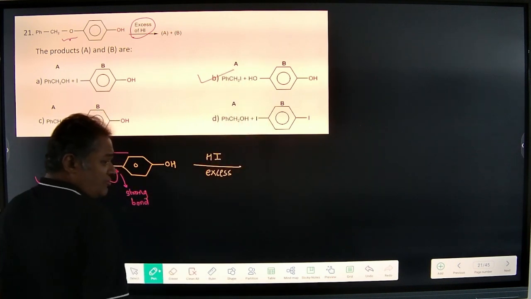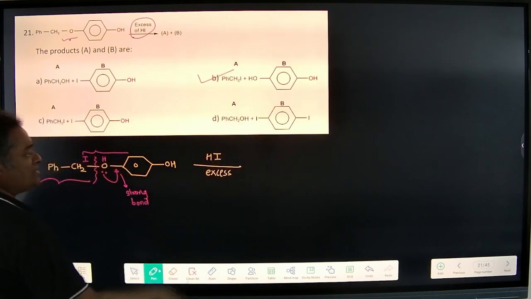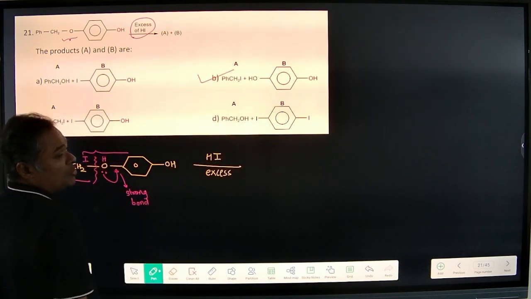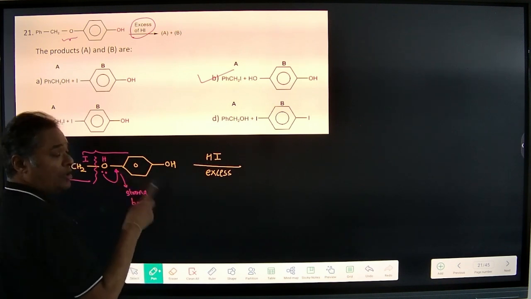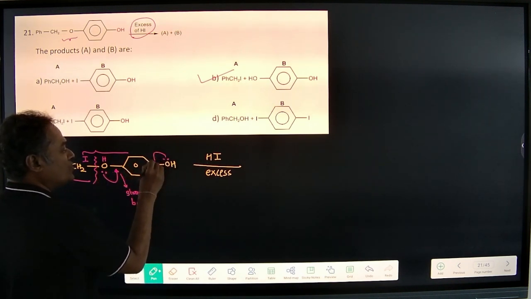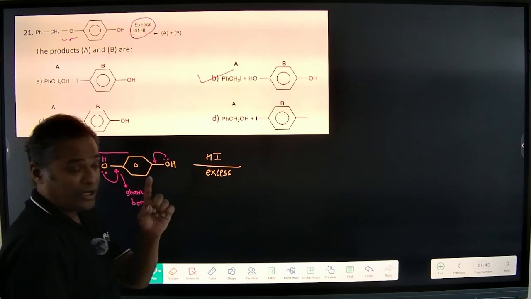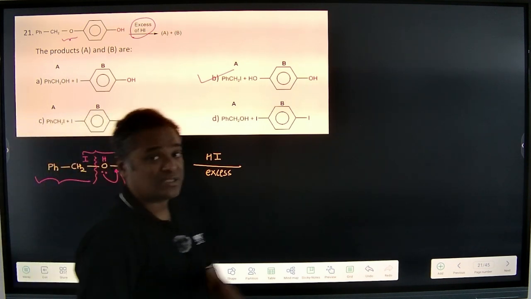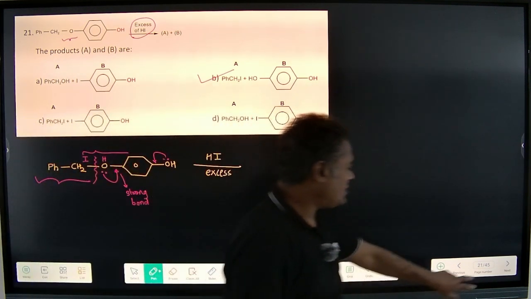Now, maybe some of the kids would be thinking, sir, will this HI react with OH? I think no, because HI reacts with alcohol but not with phenol, because again they are involved in resonance. So they cannot be substituted, remember that. So your correct answer is B. Let us see the next question.